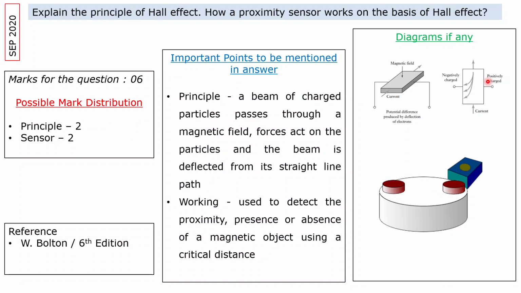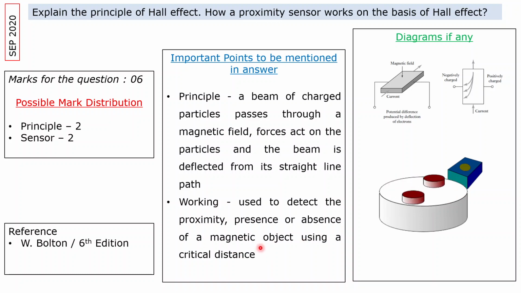You can mention the principle of Hall effect using this particular diagram, and the working of this particular sensor. It is used to detect the proximity, presence or absence of a magnetic object using a critical distance. So you can see here, when the magnet reaches this Hall effect sensor, it is giving a yellow light. So that means up to a particular preset critical distance, this will be measuring, and the object should be a magnetic object. So that is a point you have to mention here.